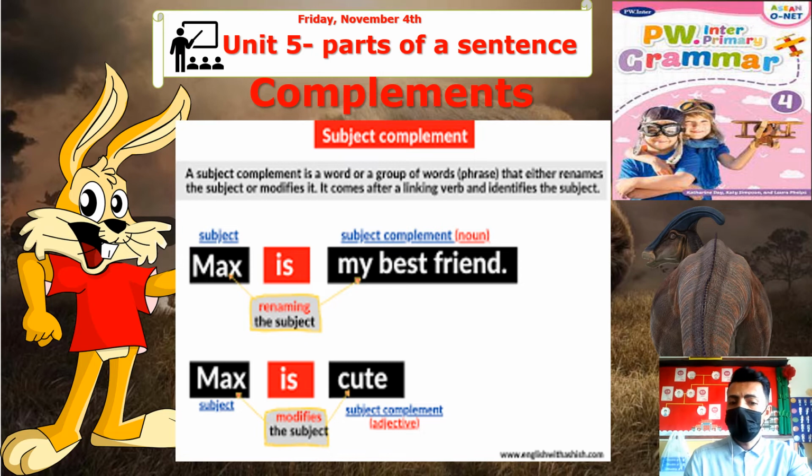Number 2, Max is cute. Now here, if you notice, in the first sentence the complement is a group of words. In the second sentence, the complement is one word, so it can be both one word or a group of words. Max is cute. Cute here describes the subject, Max. Understood? So the first one is a noun and the second one an adjective. Complements can be nouns and adjectives. Alright, next.